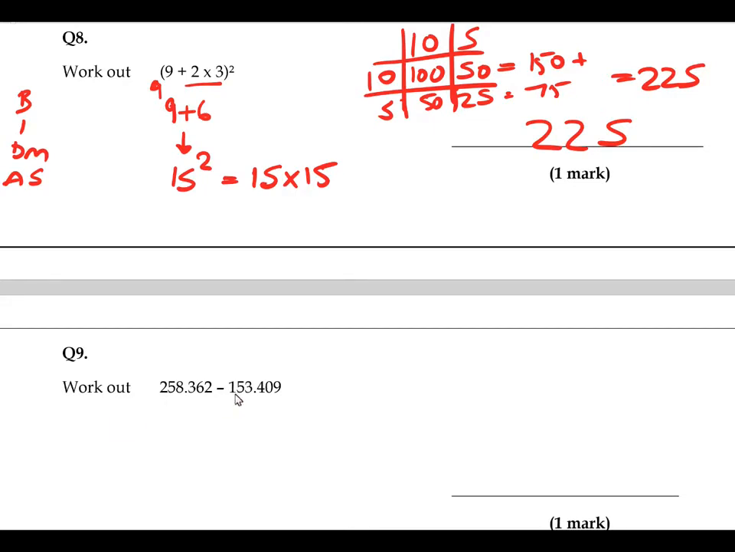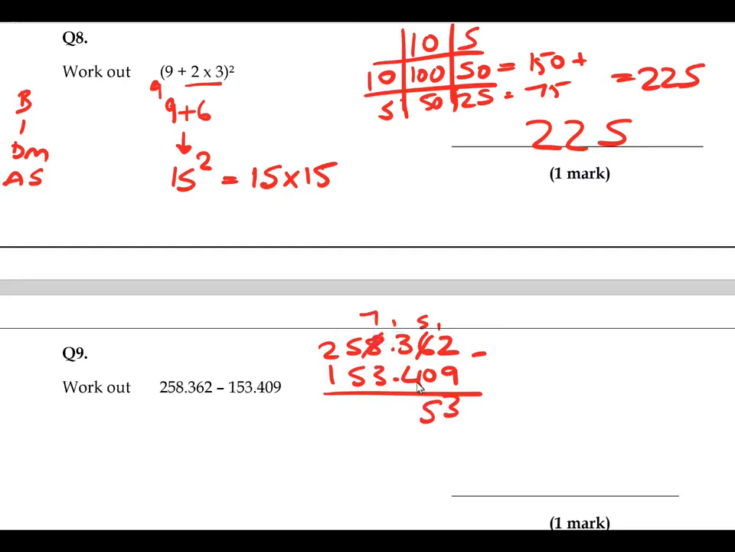Question 9 wants us to work out the subtraction of 2 quite long decimals. So use the column method where you have 258.362 and you're going to subtract 153.409. 9 from 2 doesn't go, you need to borrow 1. 9 from 12 is 3. 0 from 5 is 5. 4 from 3 doesn't go, so we need to borrow 1. And 4 from 13 is 9.